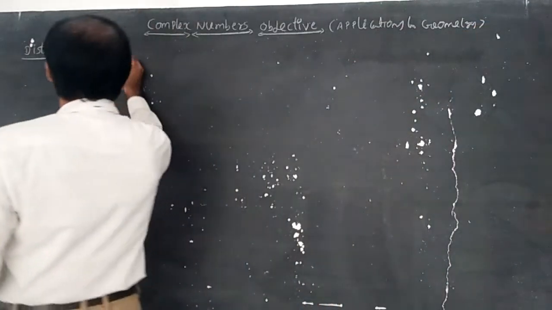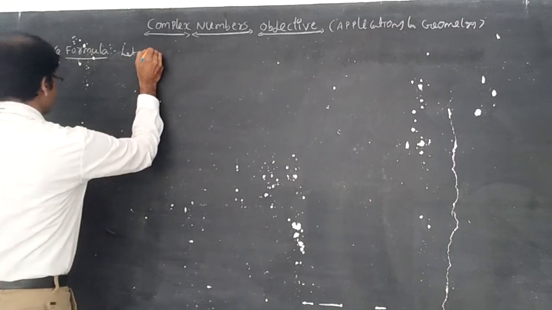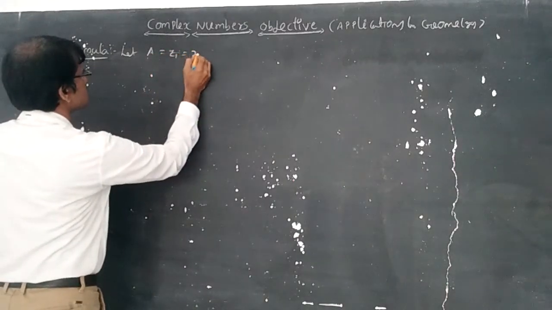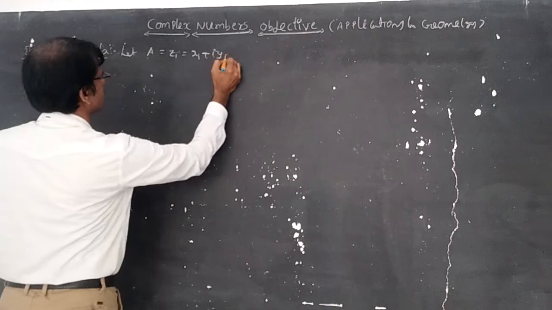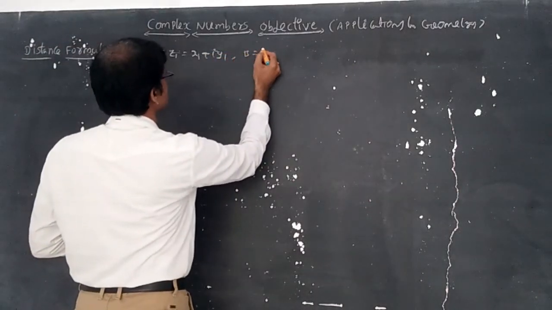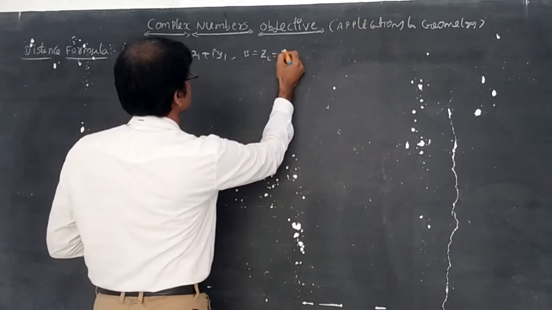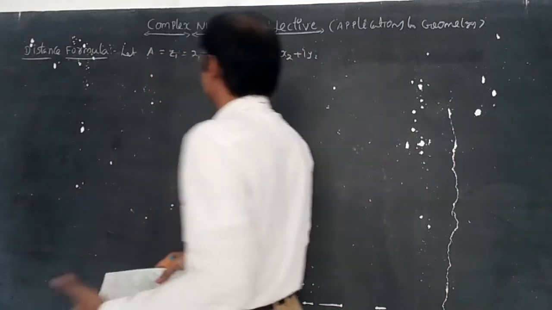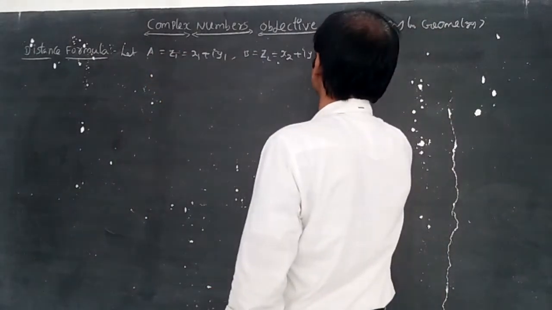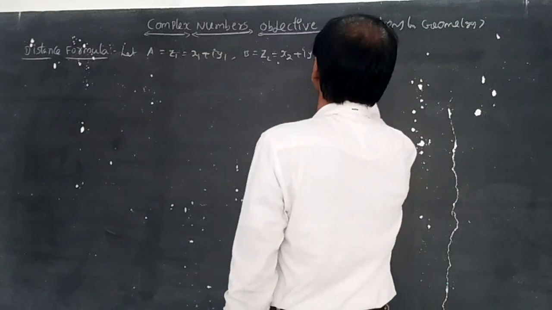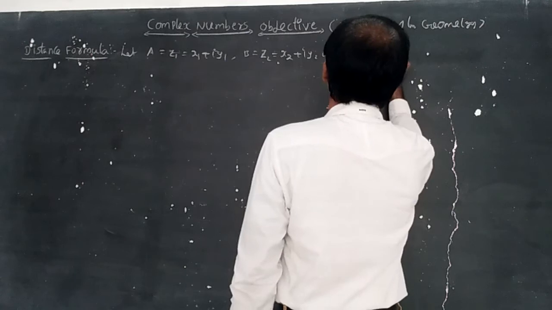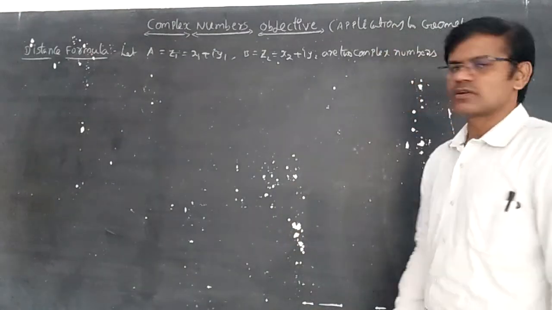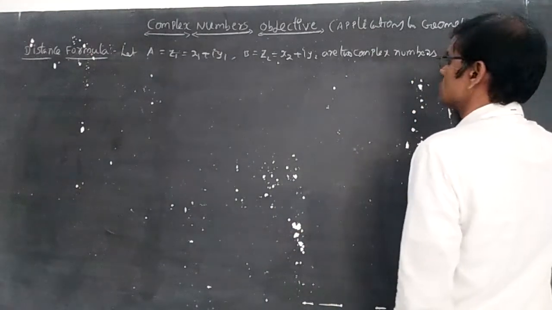Now, the distance formula. Let A be equal to Z1, that is x1 plus i y1, and B be equal to Z2, that is x2 plus i y2. A and B are two complex numbers, with Z1 equal to x1 plus i y1 and Z2 equal to x2 plus i y2.